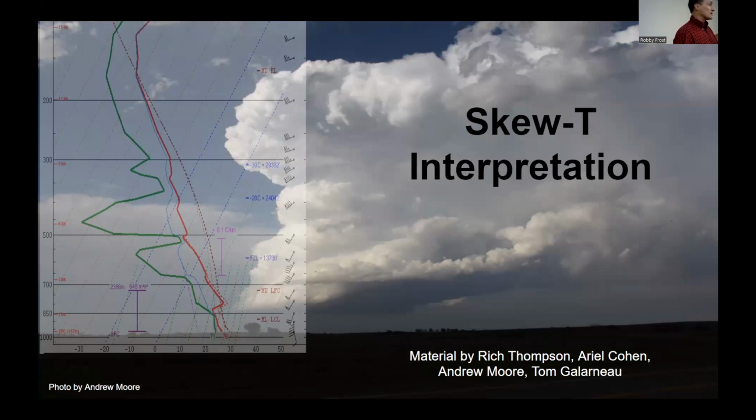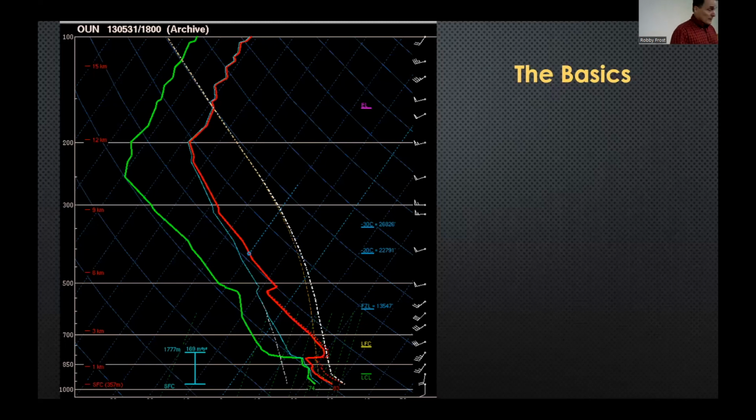Okay, anyway, we want to talk about skew-Ts. Andrew showed several examples of them, but it's been my experience that people don't understand the diagram very well. I'm not sure exactly where this comes from. Maybe it's because it just isn't used in class much, but okay, this is the skew-T log P diagram.